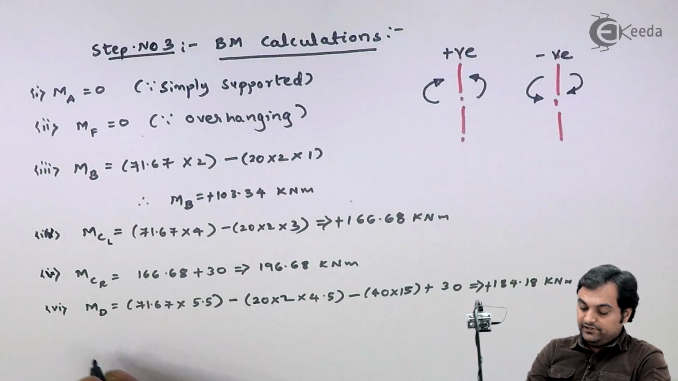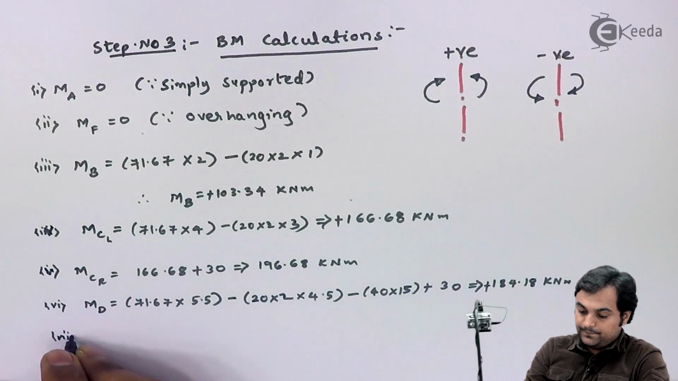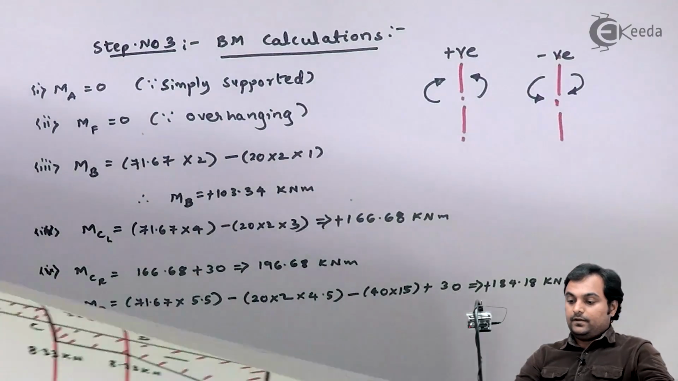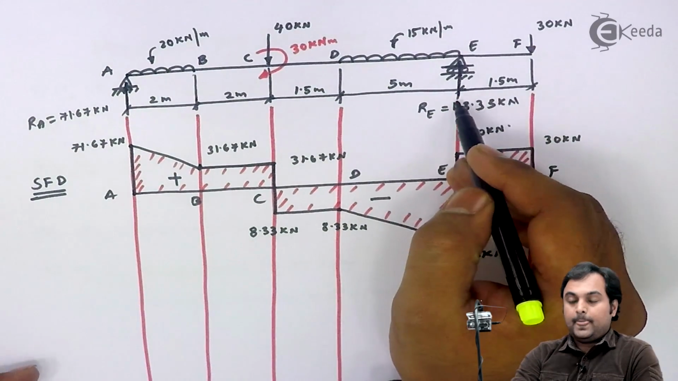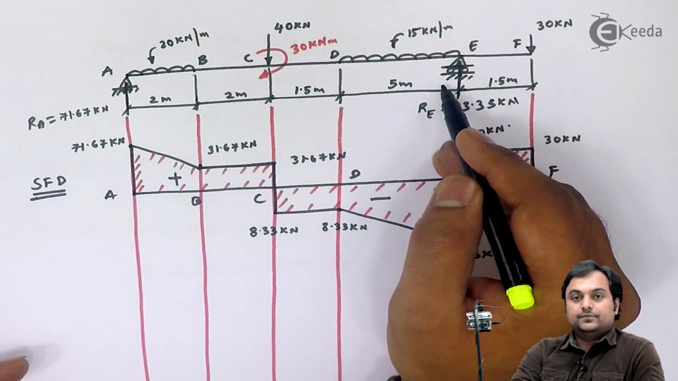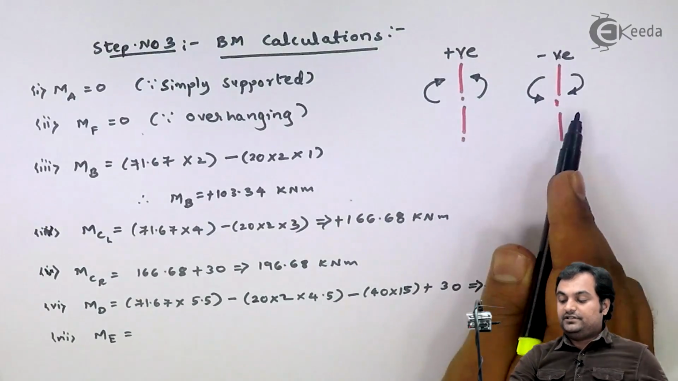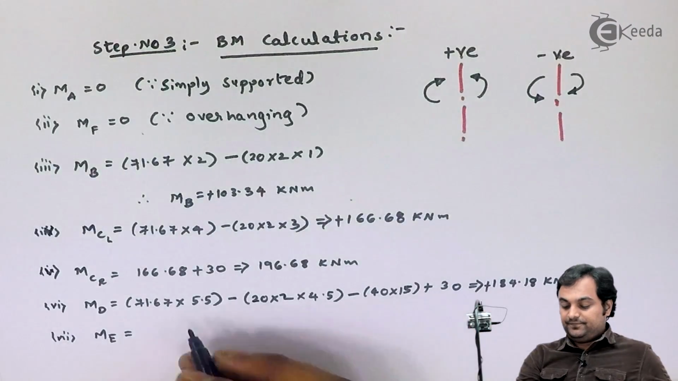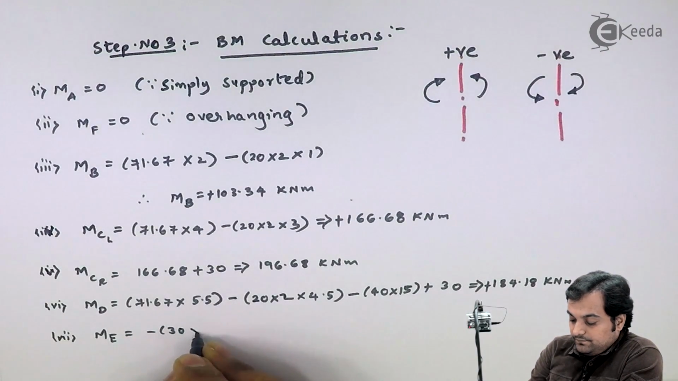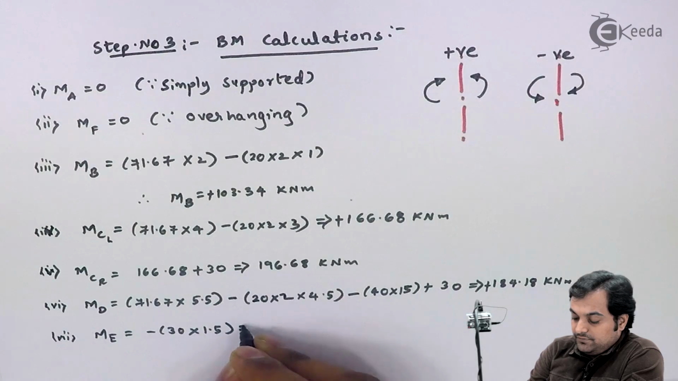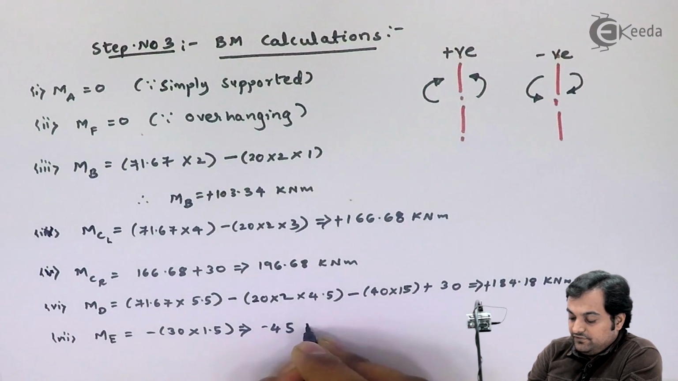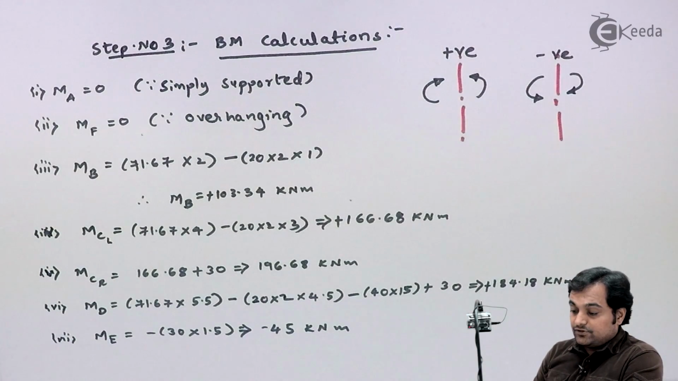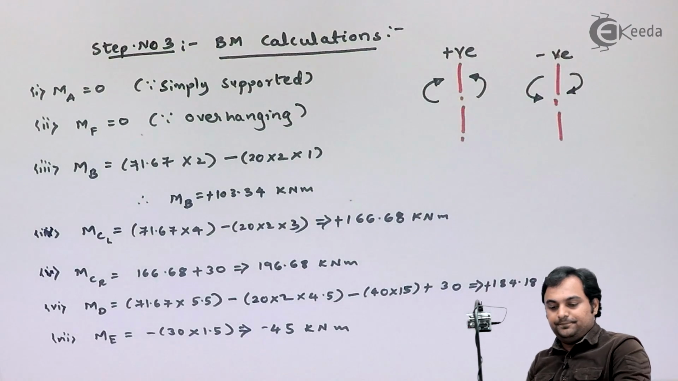At last, I am left with the moment at E. If I take my section at point E, 30 kilonewton meter is producing clockwise moment. If to the right I have clockwise moment, that has to be taken negative. So here I have minus 30 into 1.5, and this value comes out to be minus 45 kilonewton meter. So here I have all the bending moment values. Based on these values, we can draw the bending moment diagram.